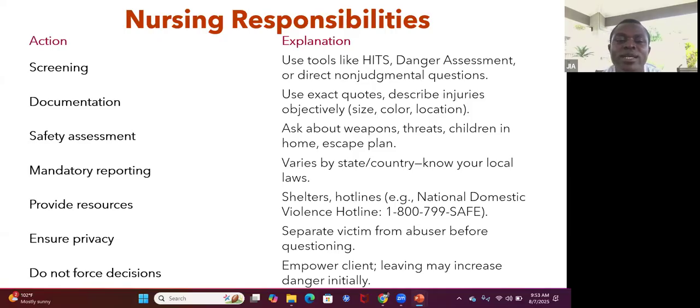Mandatory reporting: we've already talked about this. You have to report it, whether you like it or not.